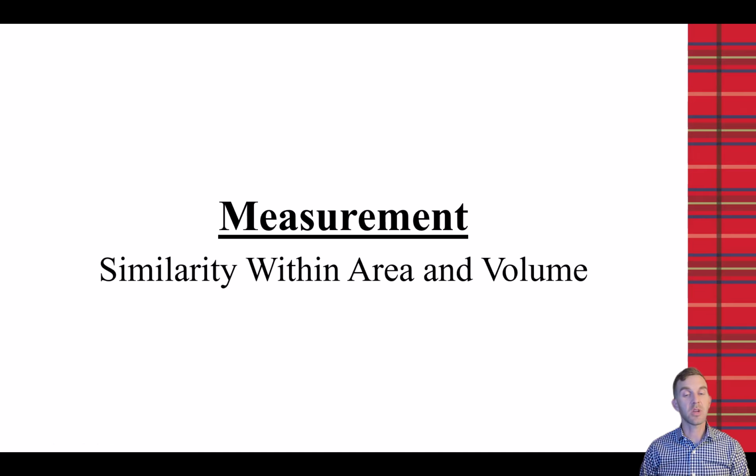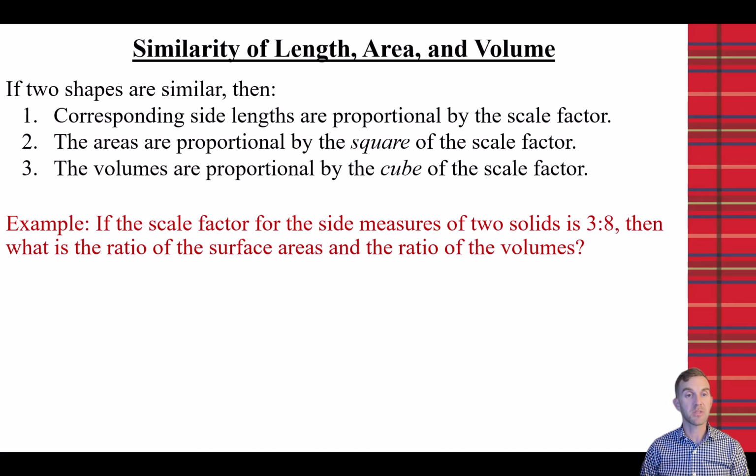In this video, we'll discuss the similarity within area and volume of similar shapes. So say that we have a shape or solid that's similar. Then what we know is that the corresponding side lengths must have a proportional scale factor. If it's a shape, we know that the areas must be proportional based on the square of that scale factor. And if we're comparing the volumes of two similar solids, we know that the volume will be the scale factor cubed.